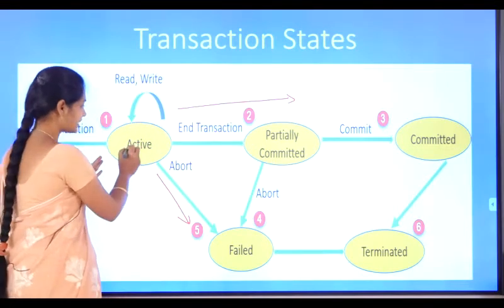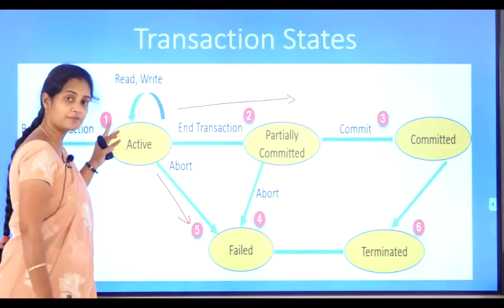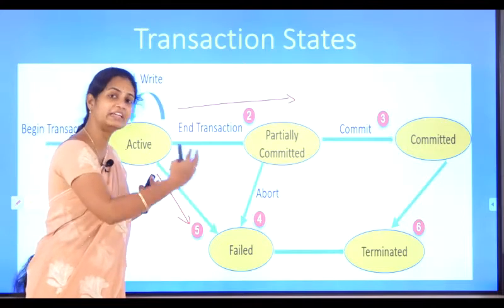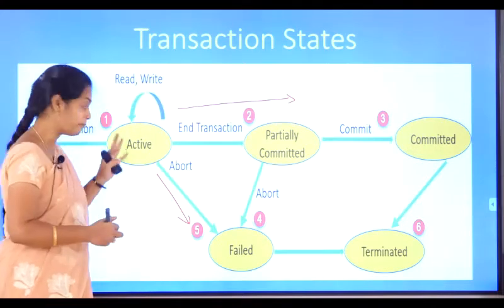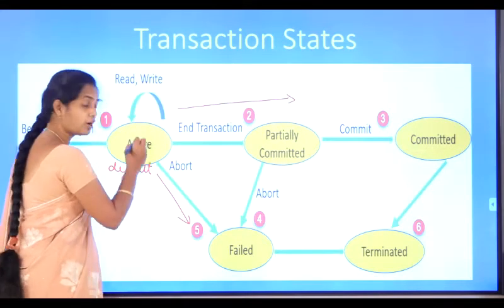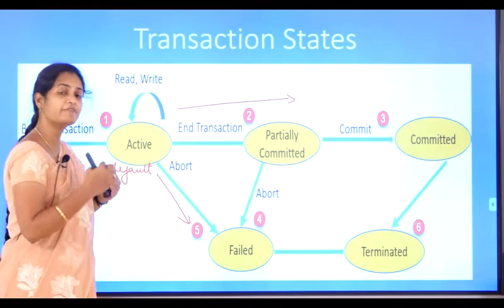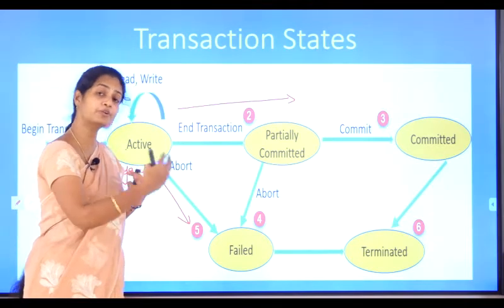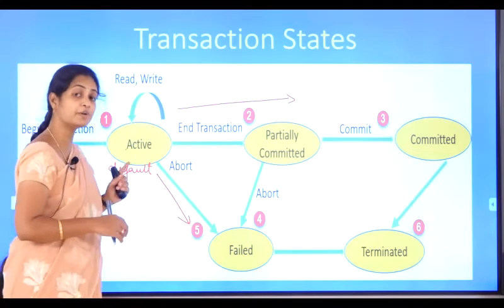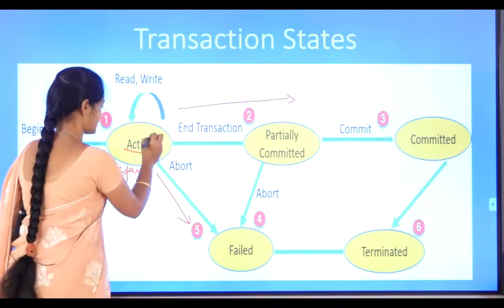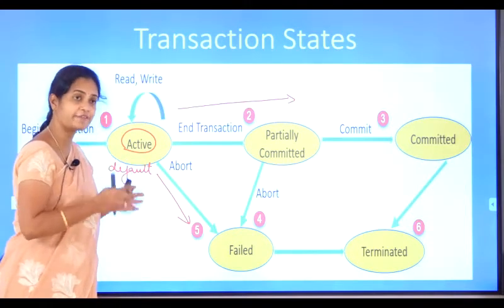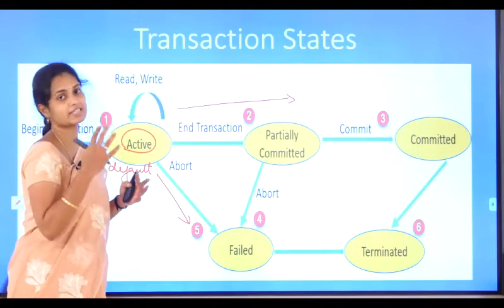Let us begin with the active state, the first one. What is the first state? Any transaction, when we are beginning, will enter the active state by default. This is the default state. Why am I calling this the default state? When we are about to start any transaction, it will automatically enter into which state? Into the active state. A transaction is said to be active if it starts executing its instructions.